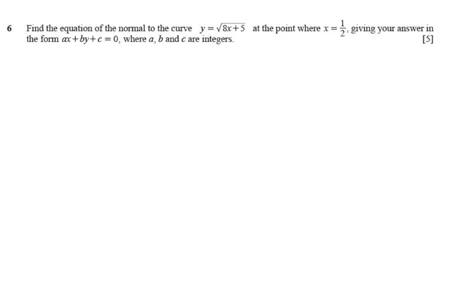We will now look at question number 6. Find the equation of the normal to the curve y equals to square root of 8x plus 5 at the point where x is equals to 1 over 2. You have to give your answer in the form of ax plus by plus c equals to 0. The keyword of this question is normal. When we see the word normal, it relates us to the word tangent.